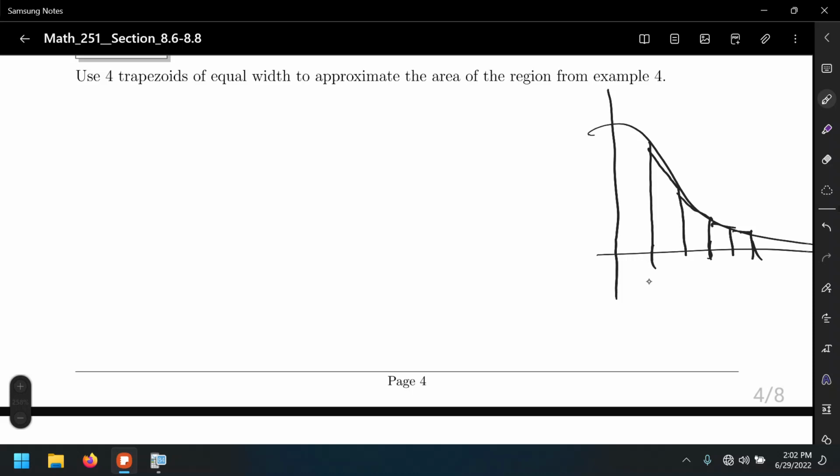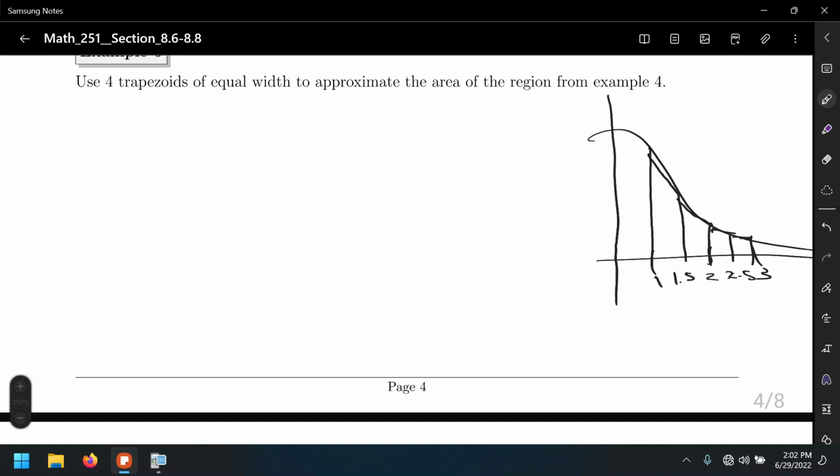And same values, 1, 1.5, 2, 2.5, and 3. Okay? So, number 1, the area equals the integral from 1 to 3 of e to the negative 0.1 x squared dx. But in this case, we're not going to use the areas of rectangles, but the areas of the trapezoids.